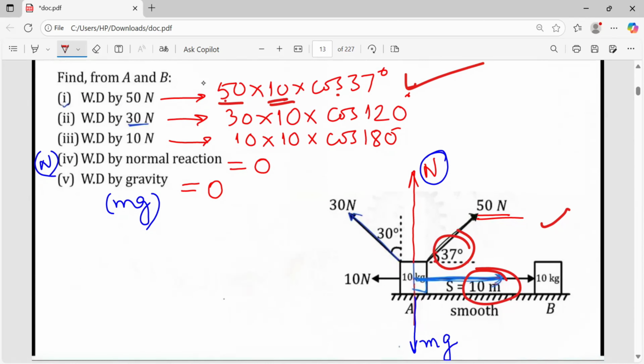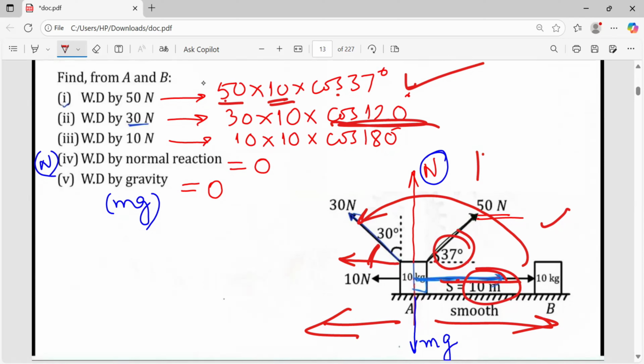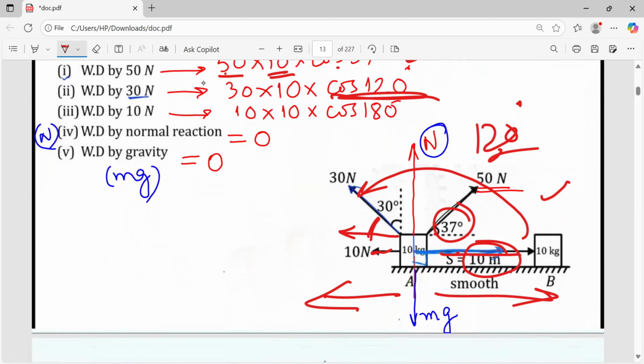Similarly, the work done by 30 newton would be nothing but 30 into 10 into cos 120, because this component, which is just opposite to the direction of displacement, is opposite to this one. Okay, so this is the displacement direction and this is the force applied in the opposite direction, so this is cos 120. You can also see it this way: the total angle with respect to the displacement is 120, so you can find the work done using cos 120. Work done by 10 newton: this 10 newton is applied just opposite to the displacement, so this is cos 180. W is equal to F into D, so 10 newton into 10 meters, 10 into 10 into cos 180.